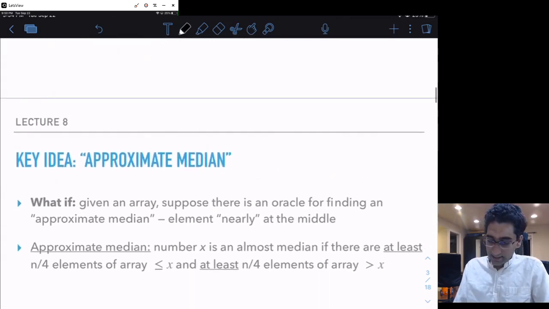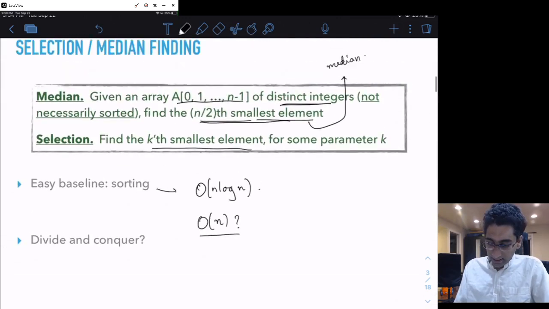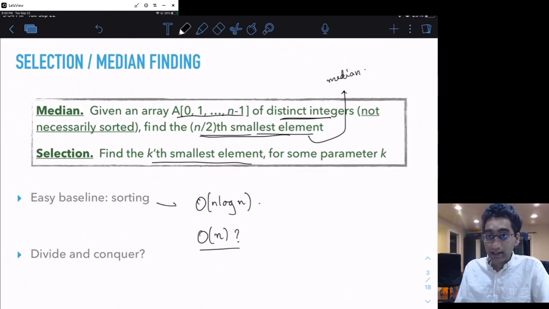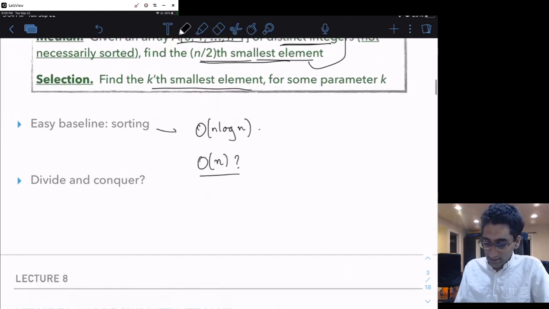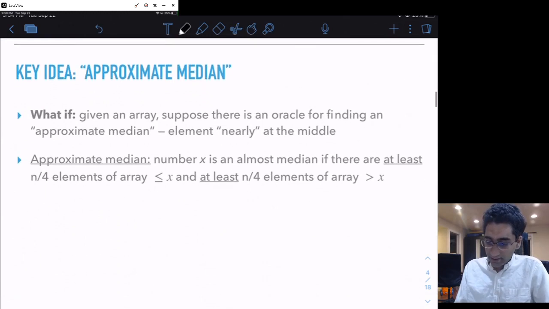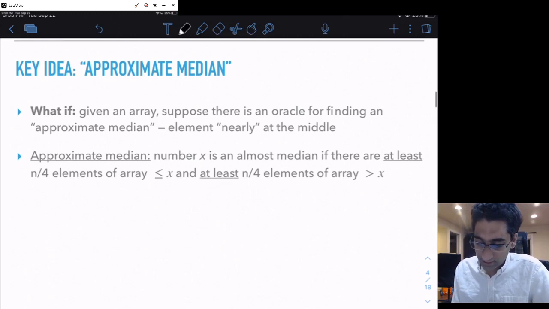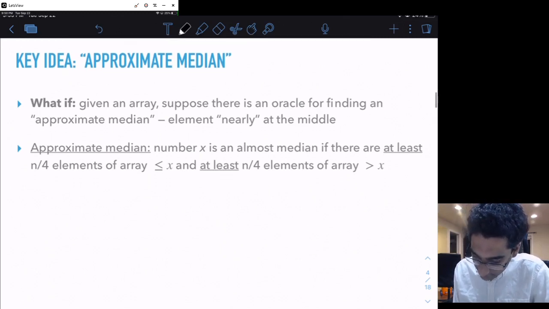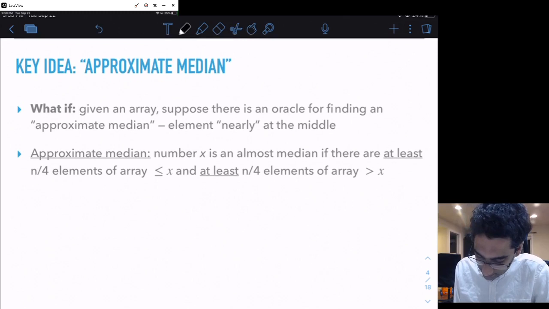And so the main idea behind this solution turns out to be this idea of an approximate median. So what is this approximate median? Let's go into that. Let me first define the notion of an approximate median. If I have an array of integers, let's just write them as a0, a1, and so on.